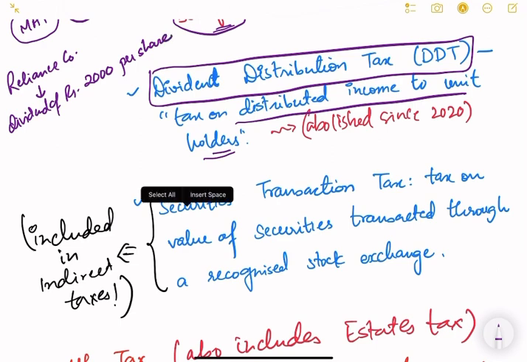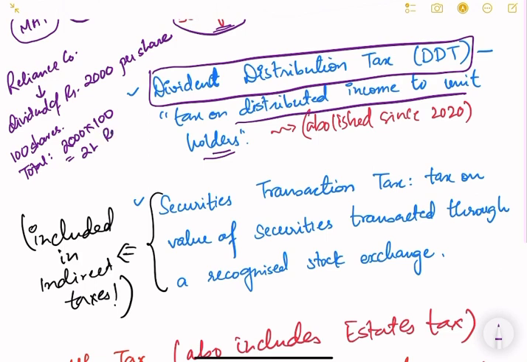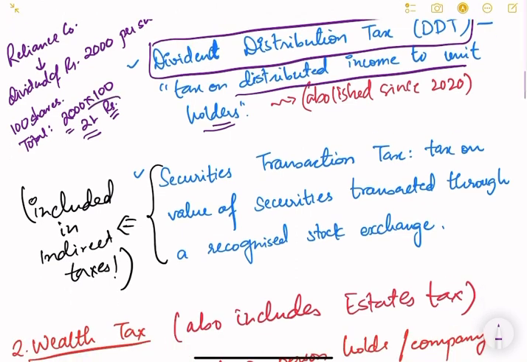Now, for example, if you have 100 shares of Reliance, the total dividend that you will receive that year will be 2000 multiplied by 100, which is equal to 2 lakh rupees, right? So this 2 lakh rupees is your income from dividend distribution. Now you have to pay some tax on this 2 lakh rupees, say 10%. So 10% of 2 lakh is 20,000 rupees, which will be your DDT. You will be paying 20,000 rupees as dividend distribution tax.